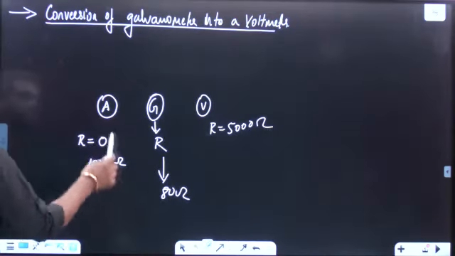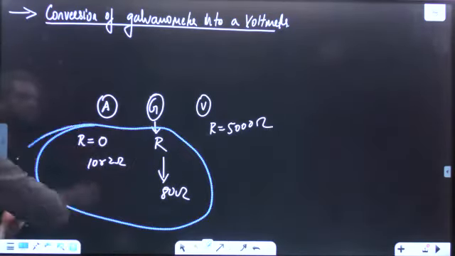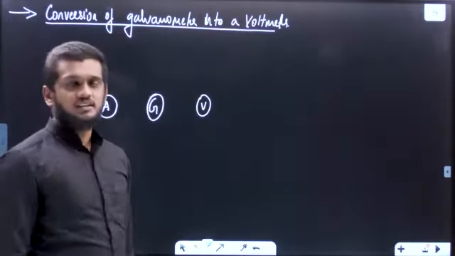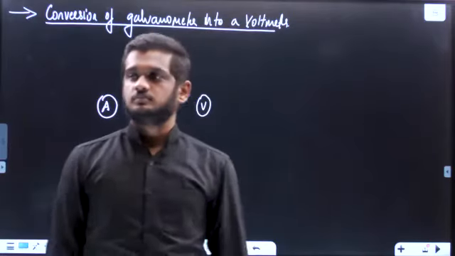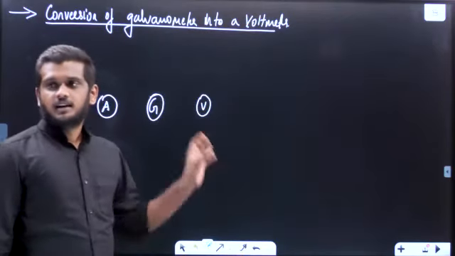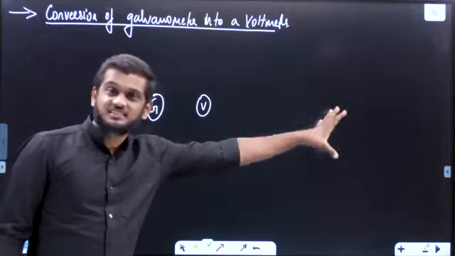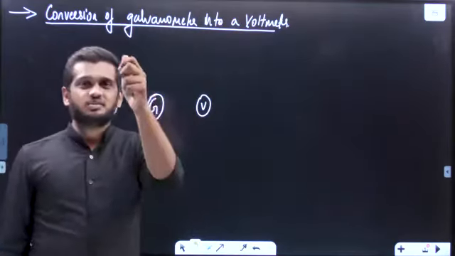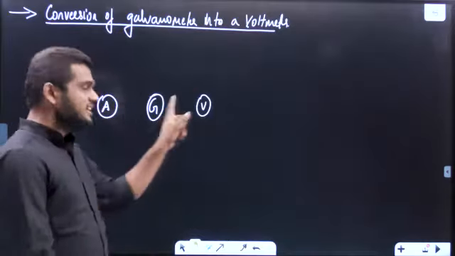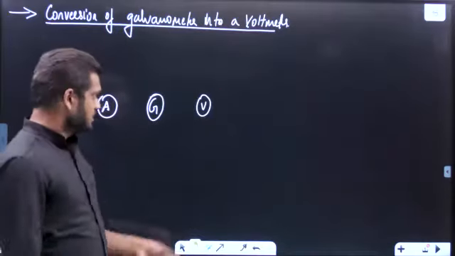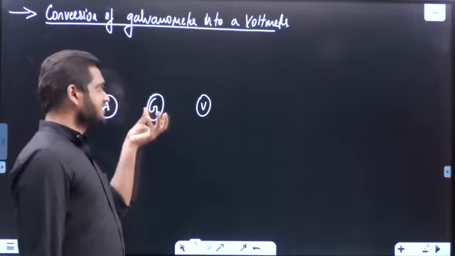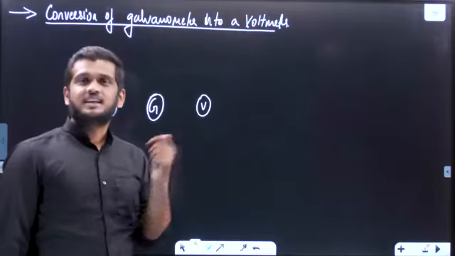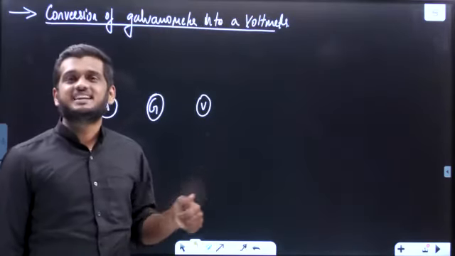Now, if I want to make a galvanometer behave like a voltmeter, what should I do? Increase or decrease the resistance? I should increase the resistance of the galvanometer, right? Because the way all three devices work is the same. The only difference is in the resistance. So if I somehow increase the resistance of a galvanometer to a very high value, the galvanometer automatically starts behaving like a voltmeter.